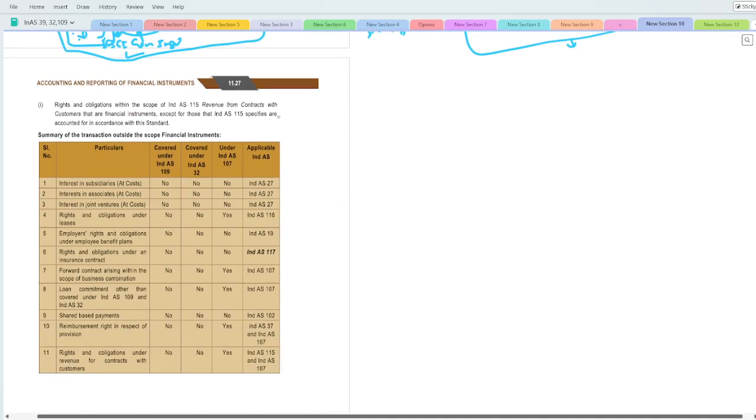Rights and obligations within the scope of Ind AS 115, revenue from the contract with the customer, that are financial instruments, except for those Ind AS 115 specifies are accounted for in accordance with the standard.